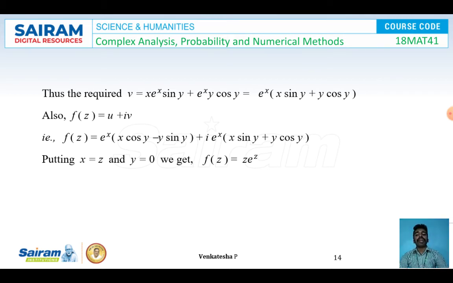So once we got the value of v, I'll be replacing this value of u and v in the function f of z is equal to u plus iv. So I got f of z is equal to e power x cos y minus y sin y plus i into e power x x sin y plus y cos y. Now if I replace x is equal to z, y is equal to 0, it will become e power z, z cos 0 minus 0 plus i into e power z, z sin 0 plus 0 cos 0. So I got the function f of z is equal to z into e power z, because this will become 0, this will become 0, this will become 0. So I got only f of z is equal to z e power z.